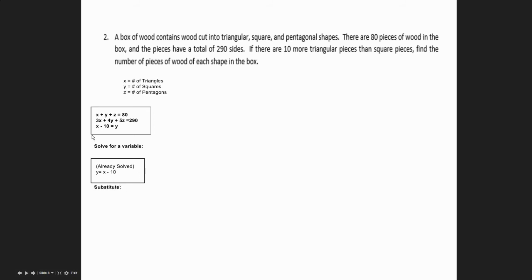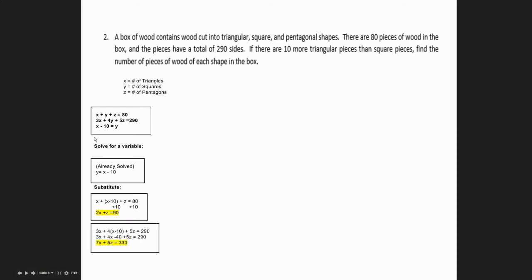And now you want to substitute this into the other two equations. So x plus x minus 10 plus z equals 80, so we just replaced y with x minus 10. And then to simplify this, you would just add 10 to both sides and then combine like terms, the two x's. So you get 2x plus z equals 90.